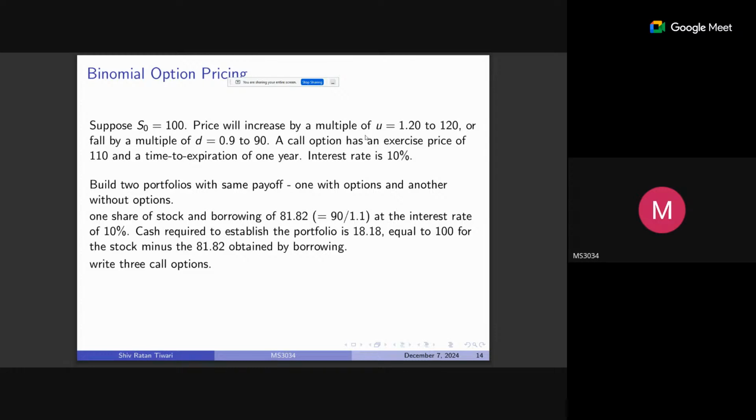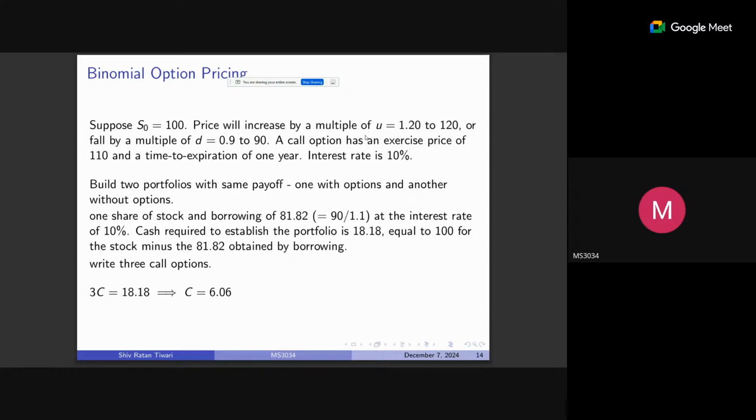You will borrow 90 rupees at this rate, so what is required for this? 18.18 rupees, which you will be required to have. And for another portfolio which you create, you write three call options, which means you are selling three call options. If you do the analysis, you find that the payoffs of these two portfolios are the same.